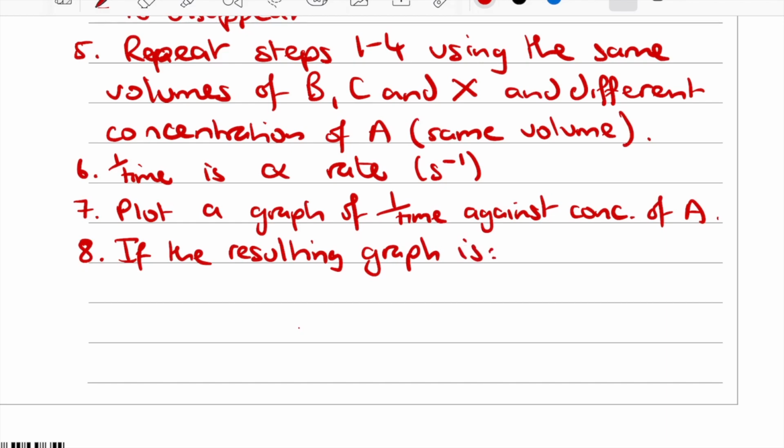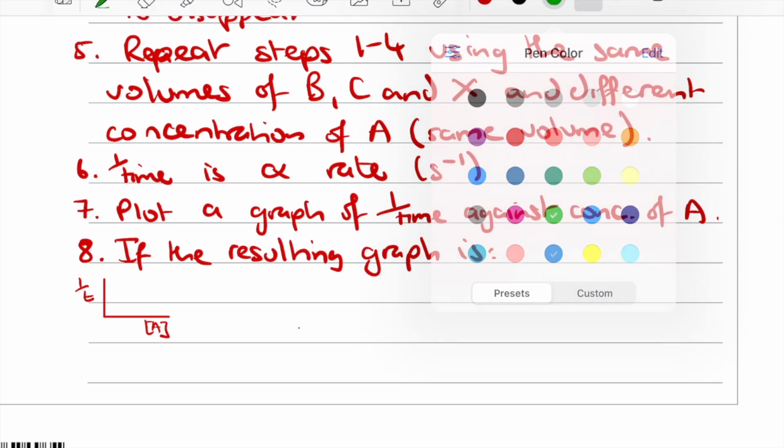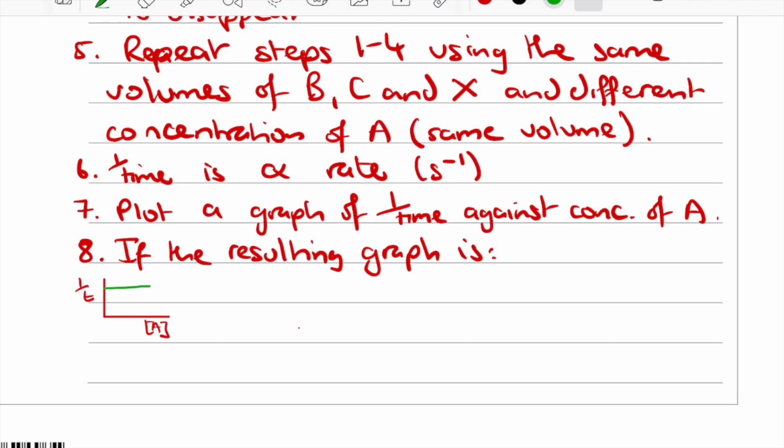is, and then I need to make these a bit thinner. So remember, I've got 1 over T against concentration of A. And if my line that I get is horizontal, then I know the rate is 0 order with respect to A. I'll come back and write their words in a second. It would be easier if I just copy this.